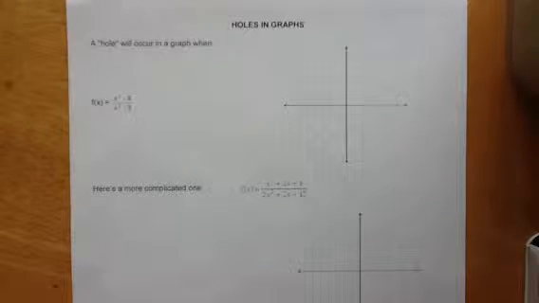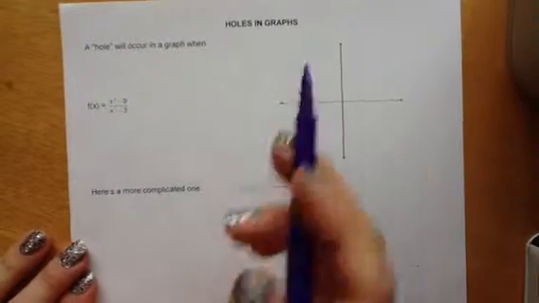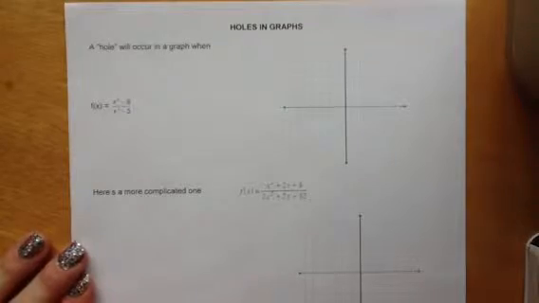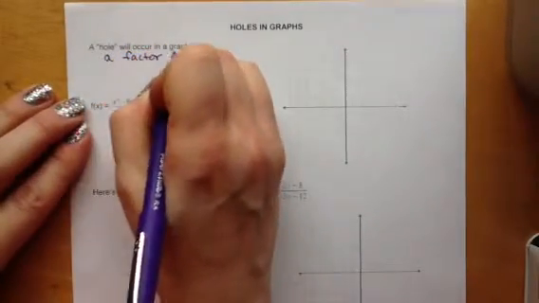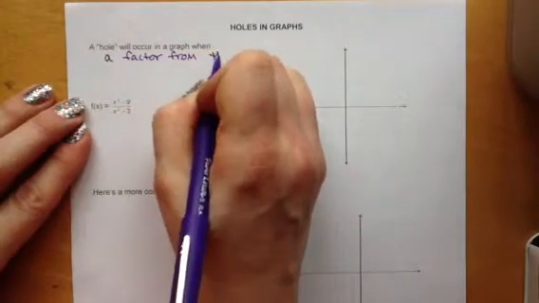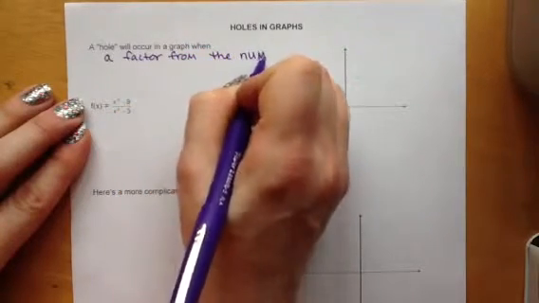The final topic for rational functions is going to be holes in graphs. A hole will occur in a graph when a factor in the numerator and a factor in the denominator cancel each other.